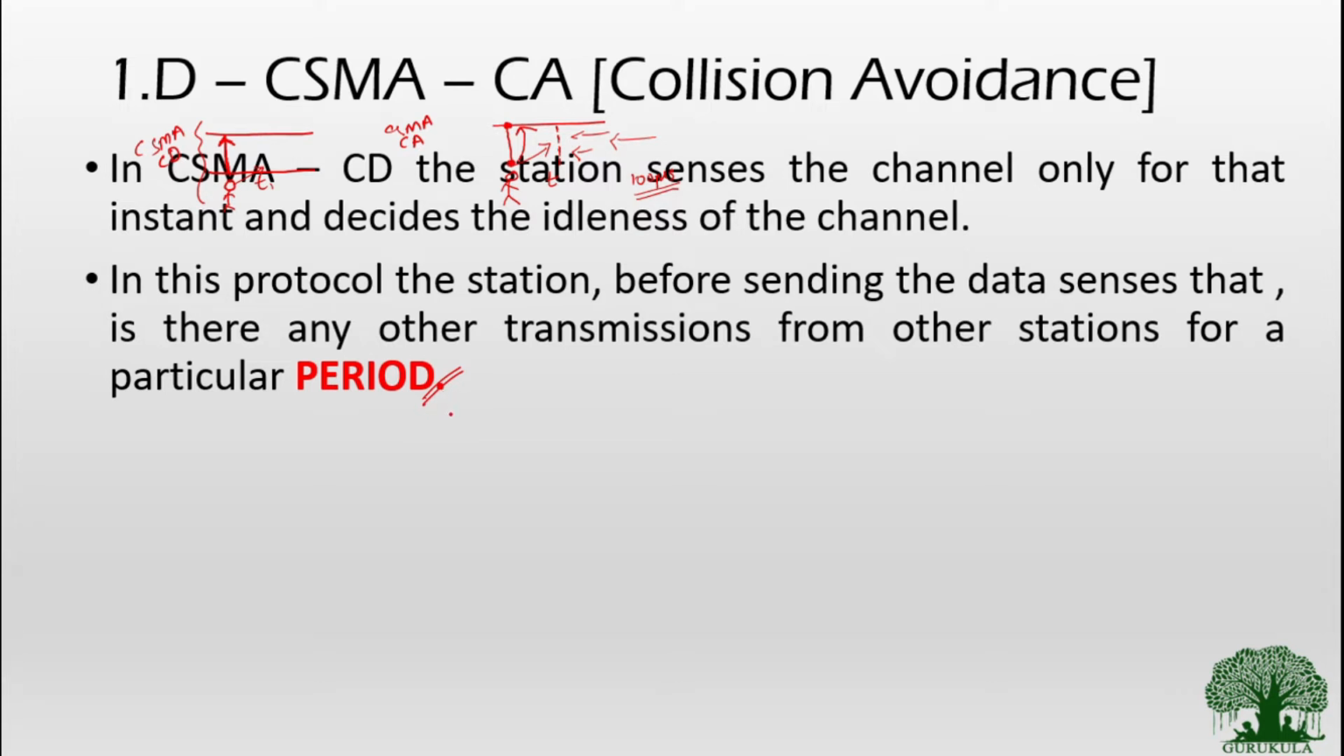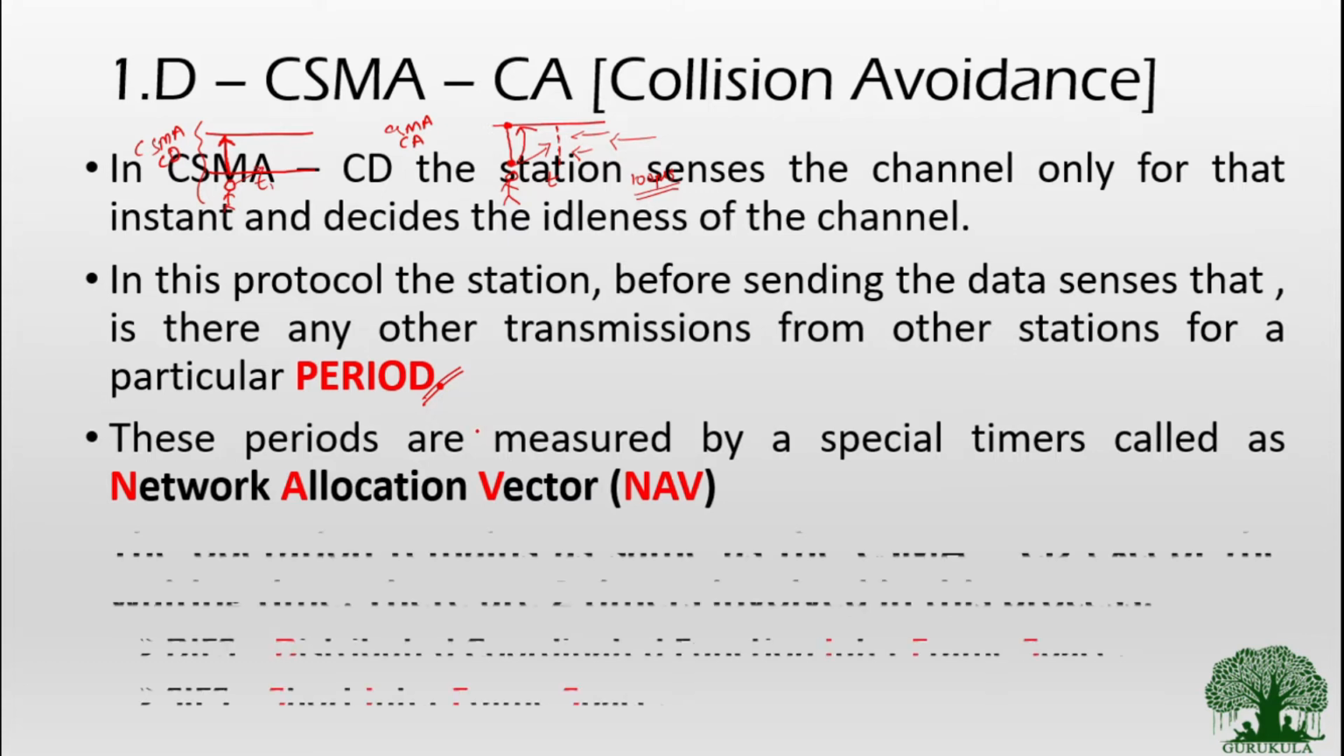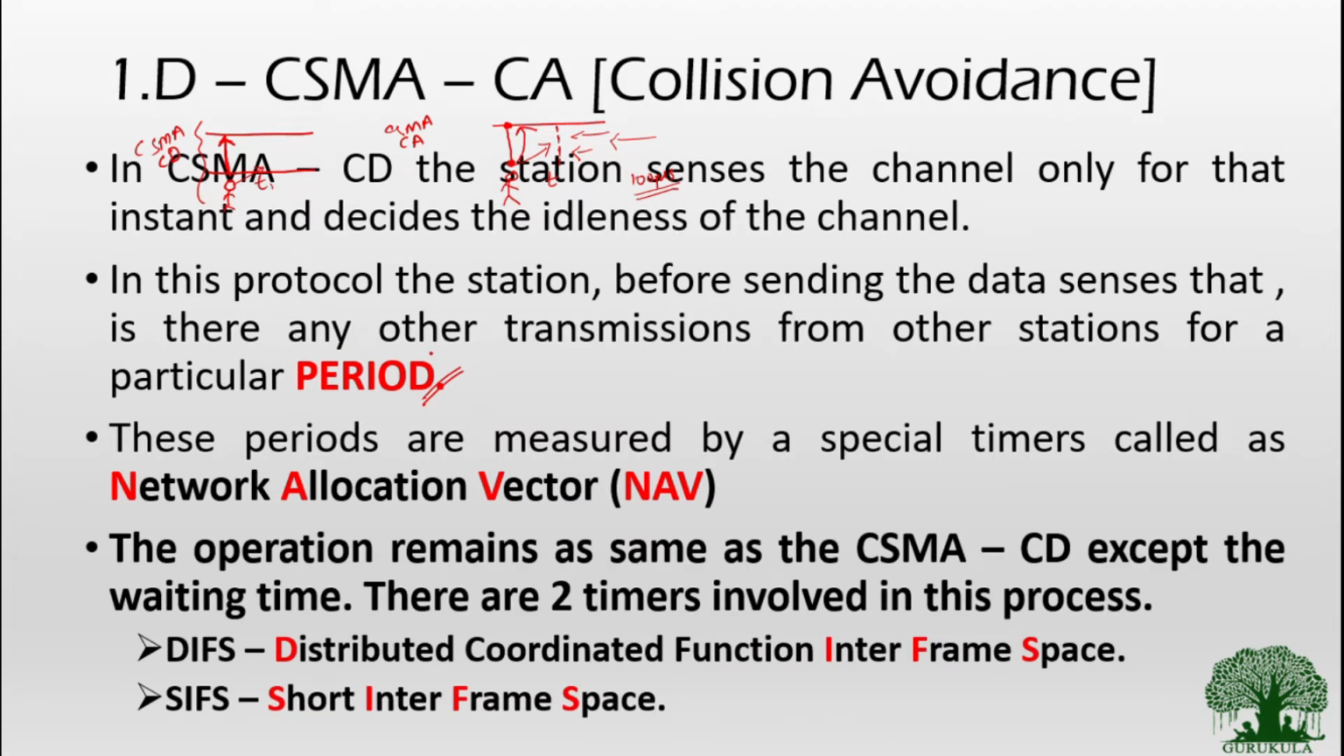These timers are what we call NAV, that is, network allocation vectors. There are two important timers which we have to understand for understanding the principles of CSMA CA. The two timers are DIFS and SIFS. DIFS stands for Distributed Coordination Function Interframe Space, and SIFS is nothing but Short Interframe Space.